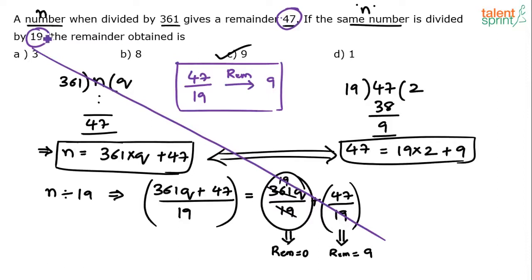Of course, it will always so happen that the given number 19 here is a factor of the number 361, or 361 is a multiple of the number 19. So we don't have to worry about the first part. All you have to worry about is the second part. So 47 by 19, remainder is 9, and that's your answer, option C. I hope all of you have understood this.